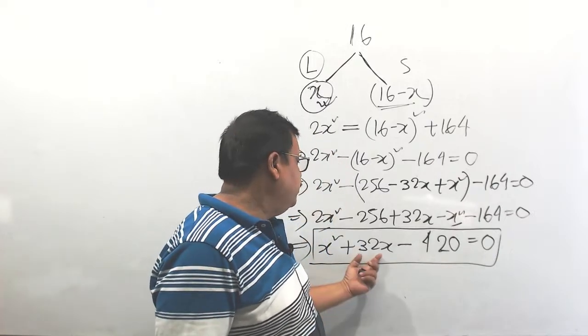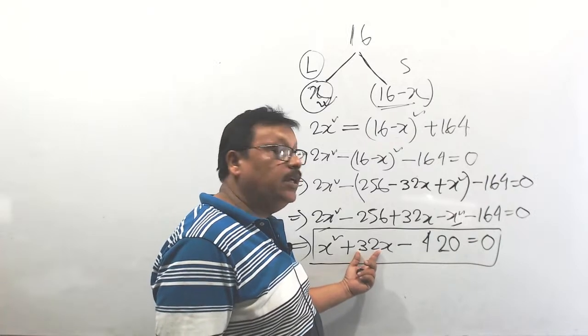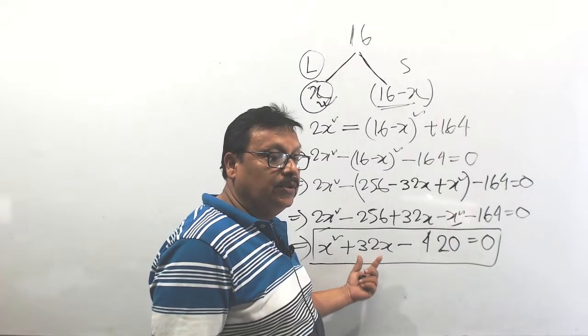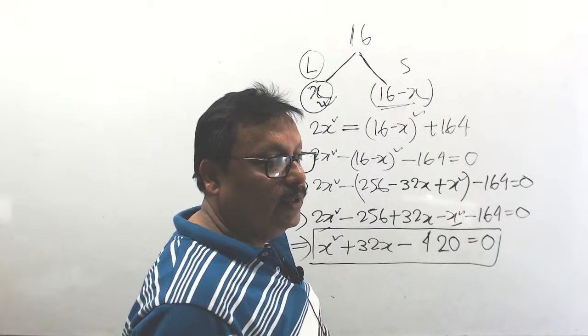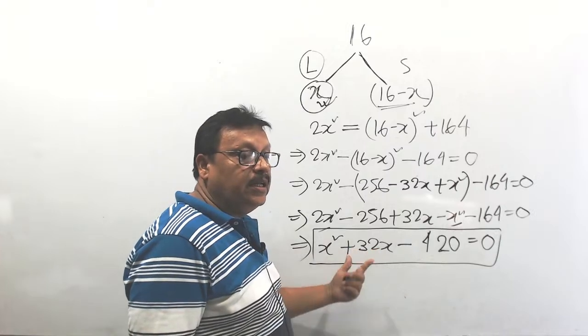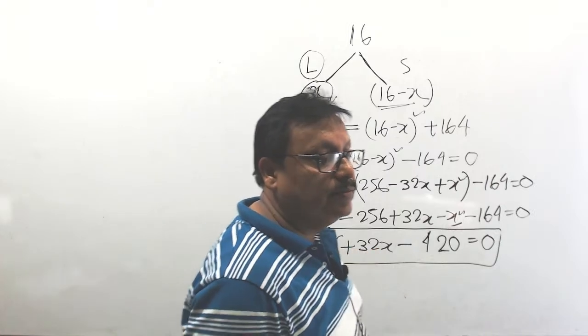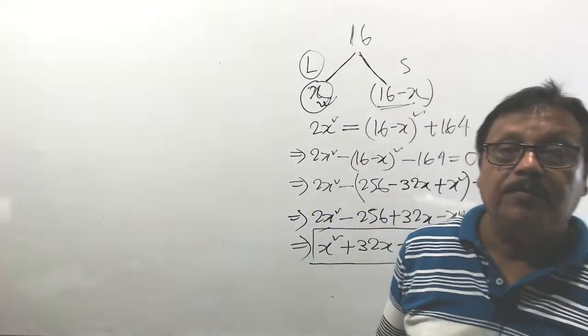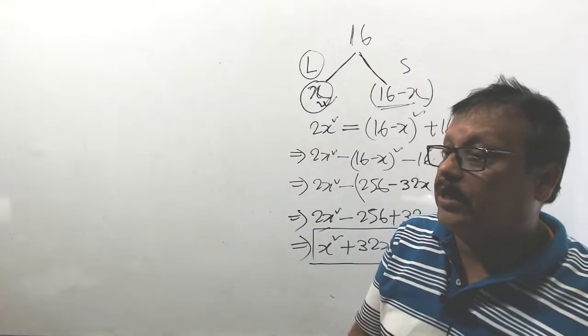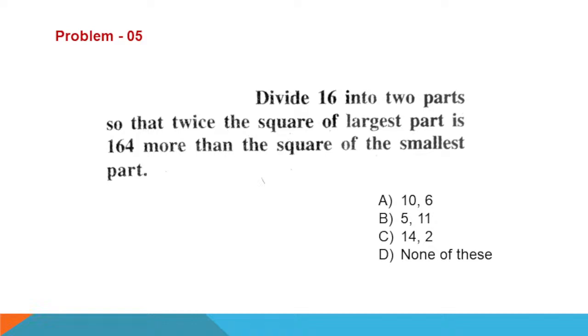42 into 10, that is 42 minus 10. You will get 32. Then factorize and tell me the answer. You will complete it, I will not do it. I am going to the next one. The answer is given as A, B, C, none of these. The answer you will get will be within A, B and C.